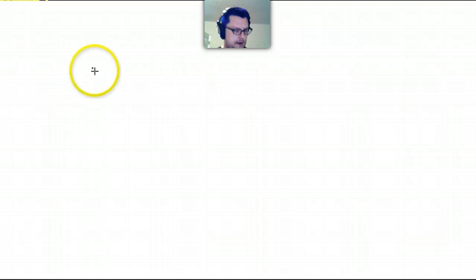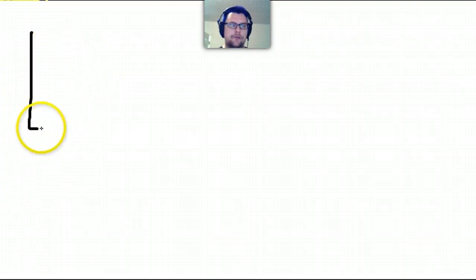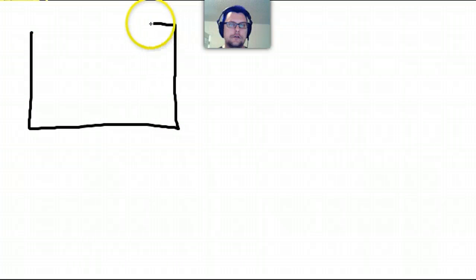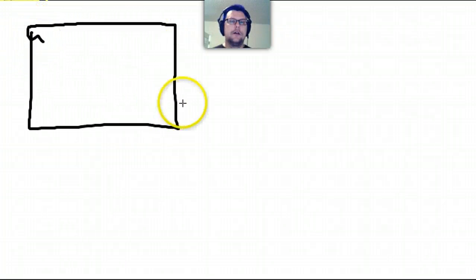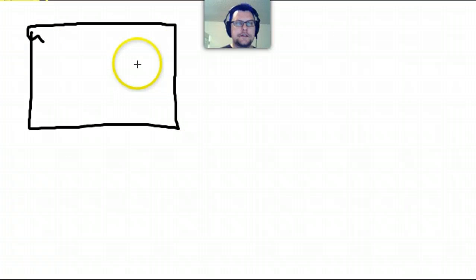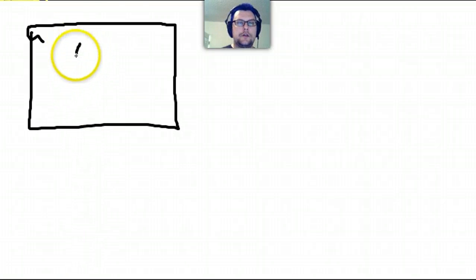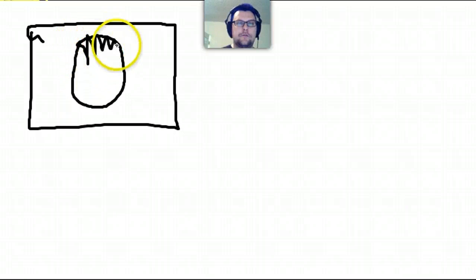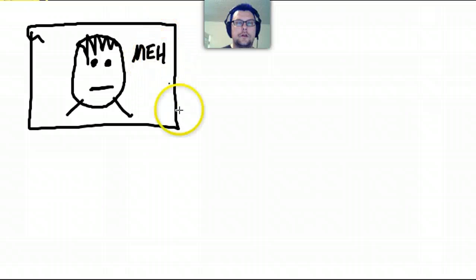If you have a frame, and I'll try my best to draw a decent frame now, and you want the object inside of it to feel completely peaceful and serene and neutral, you could put it right in the middle. Let's say we're just going to put this person right in the middle of the frame. And he's going to be all neutral. And there's nothing inherently going on there when you look at that.